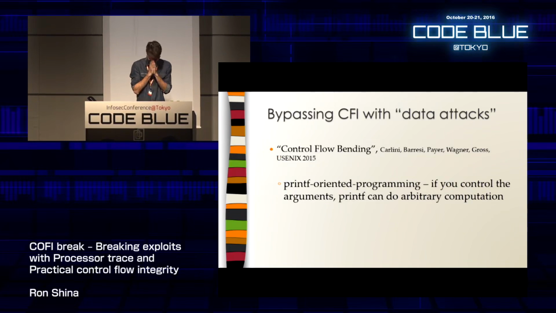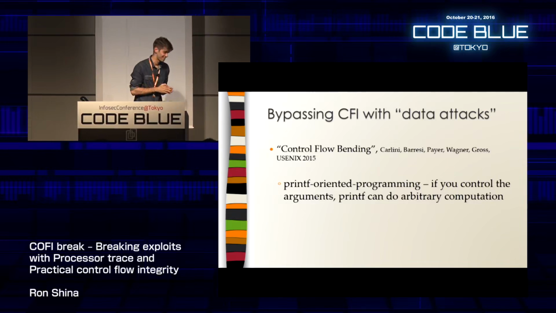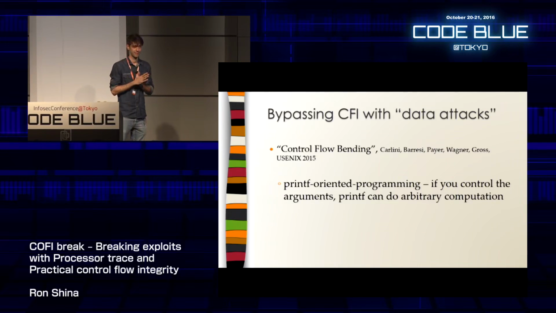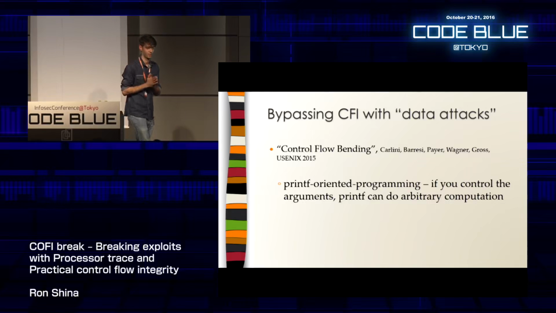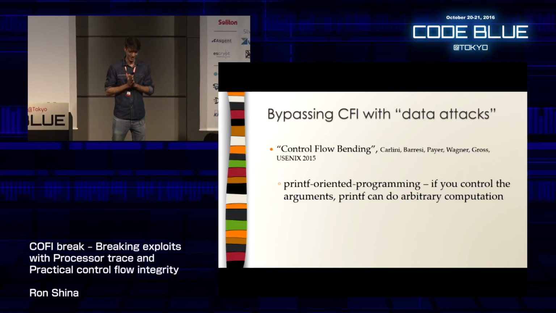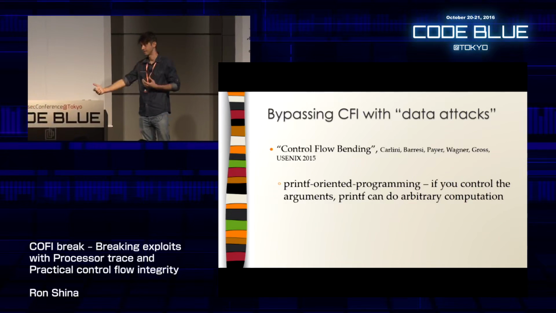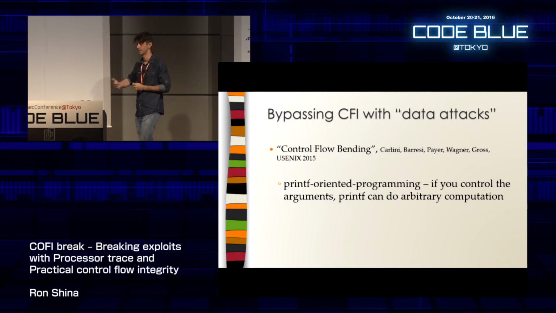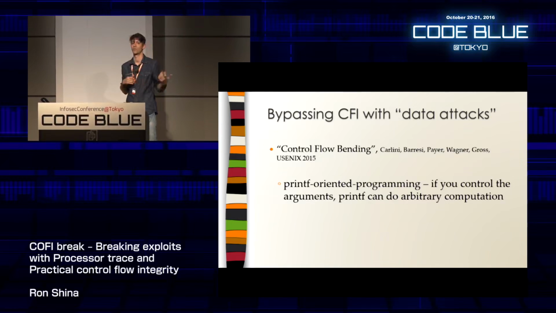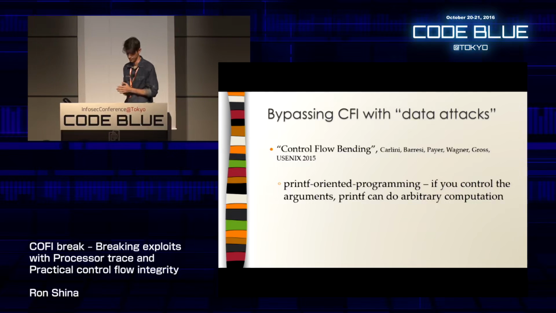This is another one that I liked. It's called control flow bending, and this is a data attack again. What they show is, let's say you have a call to a function like printf or similar functions. If you use your vulnerability to control the format string, the first argument to that function, you can get arbitrary computation. And if you got there without violating control flow, then you've just bypassed it, because you got arbitrary computation.